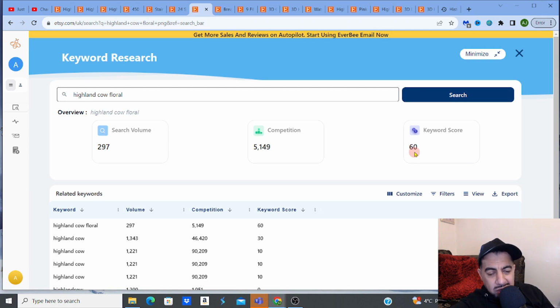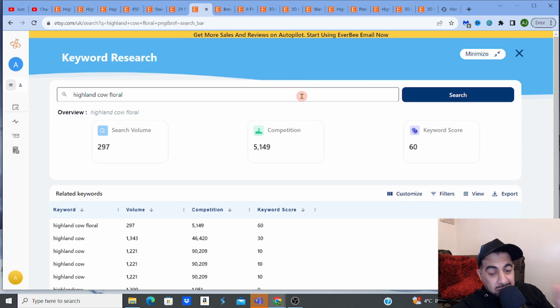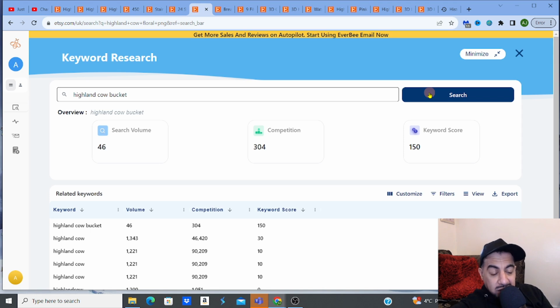Now we can improve on that by adding more words, more longer tail keywords. It might be a particular floral, it might be sunflowers, because when you do your research and see what people are looking for, you might see a particular type of flower, and it might be sunflowers. That is a popular one. You might add something else to it, like a Highland cow in a bucket. Sometimes you'll see a baby Highland cow sitting in a bucket. That could be a popular thing, but we need to verify it. So we'll do our keyword research and see that actually that looks quite good as well.